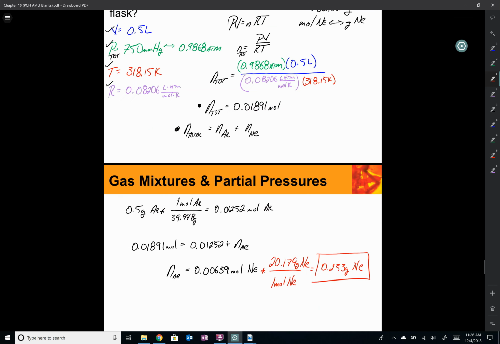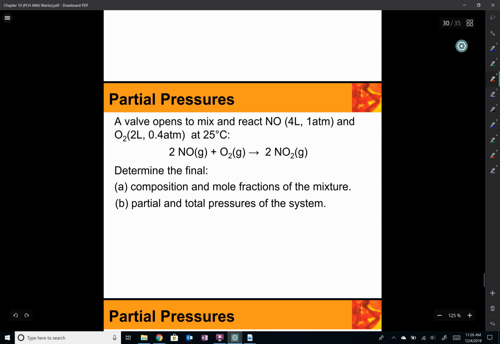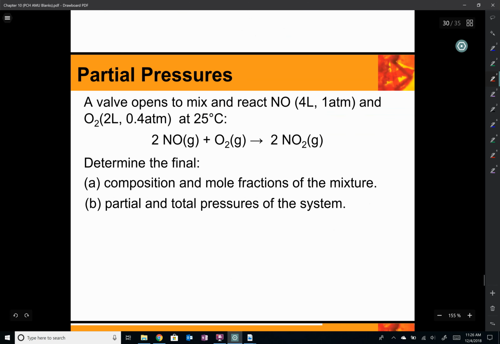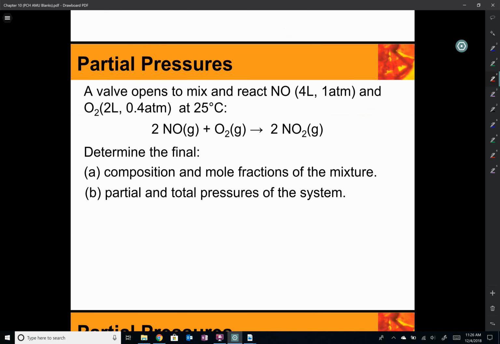All right, next problem. A valve opens to mix and react some nitrogen monoxide, and it gives us some values, and oxygen, in the following reaction. And it asks us to determine the composition, the mole fractions of the mixture, and the partial and total pressures of the system. Okay, so this is a pretty complex problem.